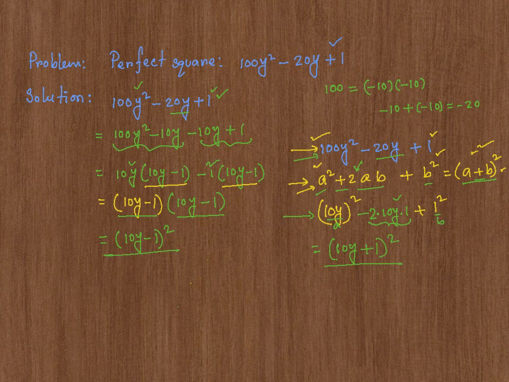Doesn't matter which way you factor these trinomials, you'll end up with the same final answer. But for perfect squares, I would like you to be comfortable with this perfect square formula. The formula a plus b whole square is equal to a square plus 2 times a times b plus b square. You can verify this just by multiplying a plus b with a plus b, and you will see that you get a square plus 2ab plus b square. I hope that this discussion was helpful. Thank you very much.